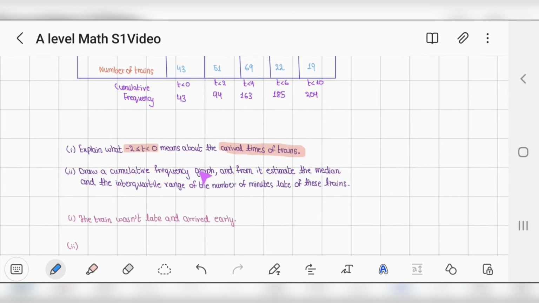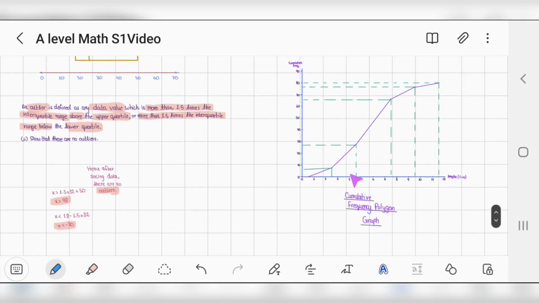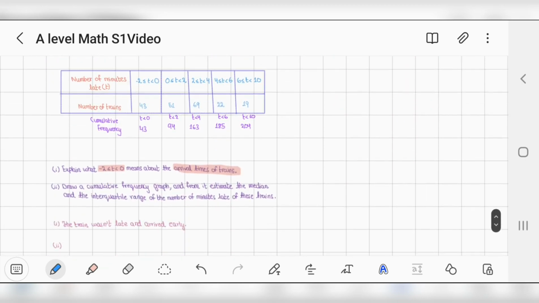Draw a cumulative frequency graph. So this was a cumulative frequency graph. You can either draw it with a cumulative frequency polygon or with a curve. So draw a cumulative frequency graph, and from it estimate the median and the interquartile range of the number of minutes late of this train.